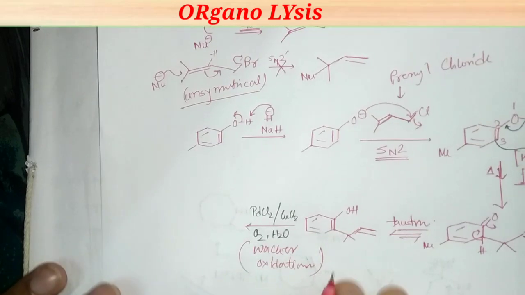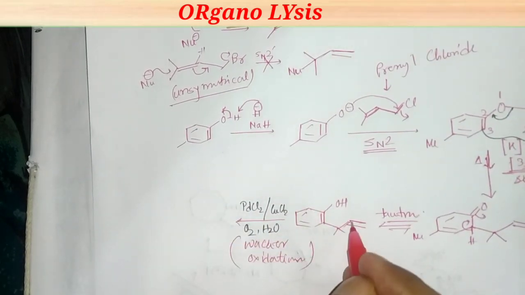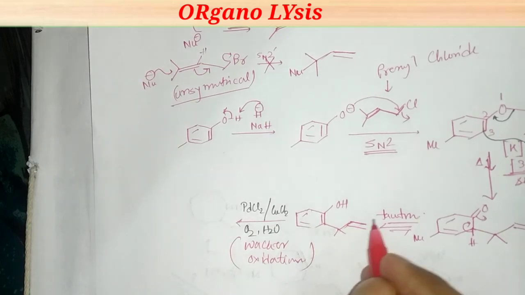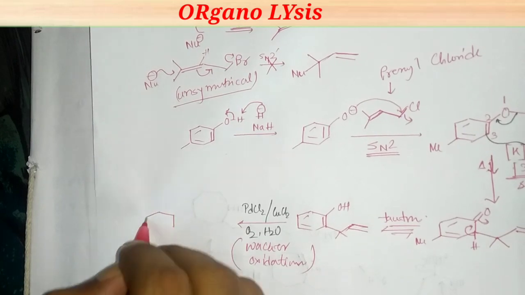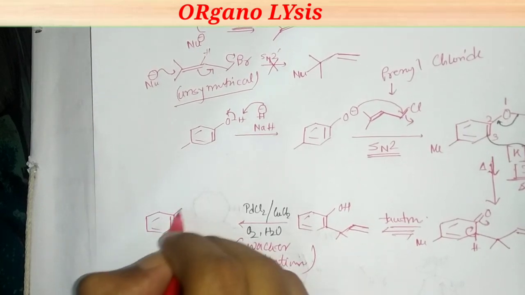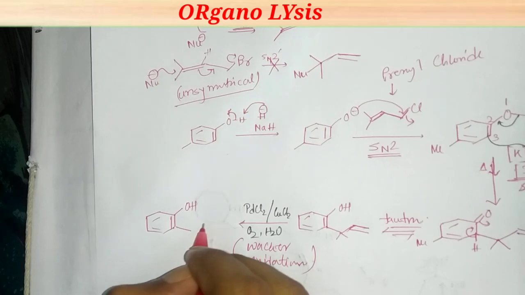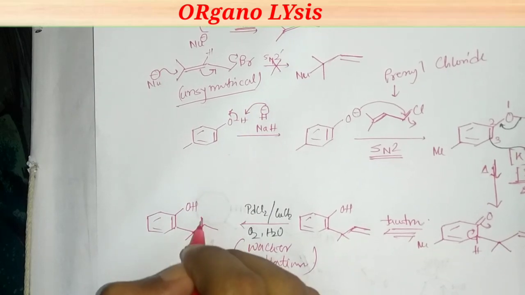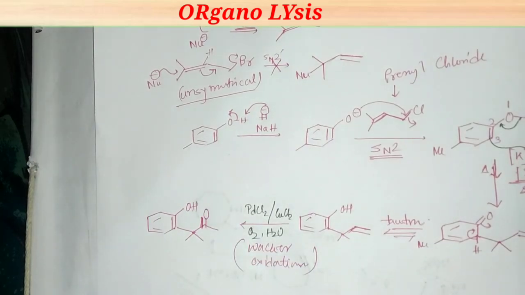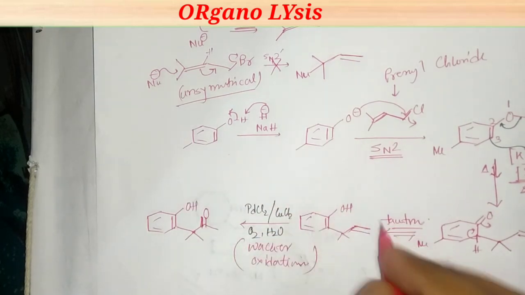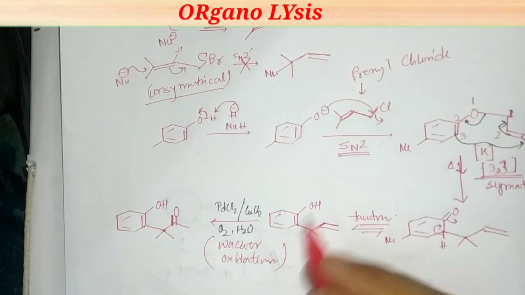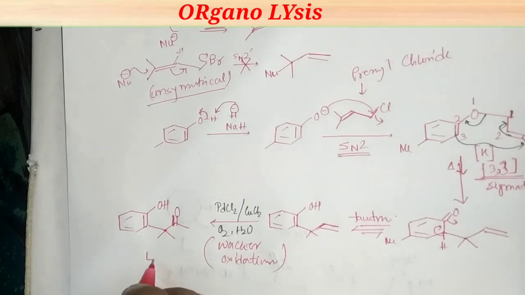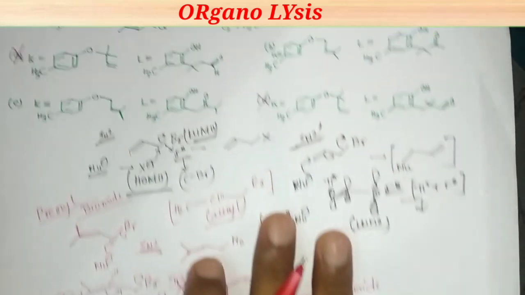Now what will be your product? We all know that this type of terminal alkene generally forms a methyl ketone. So this is your terminal alkene, and it will form this double bond, that is the ketone, and we get the ultimate product which is given to you, that is your L product. Okay, now let's find your answer.